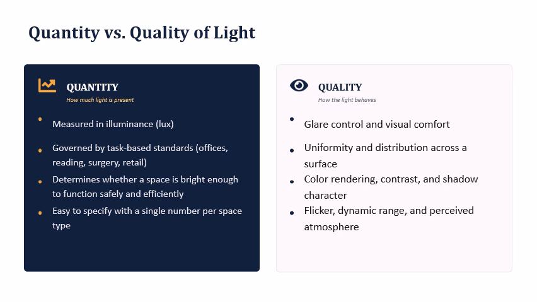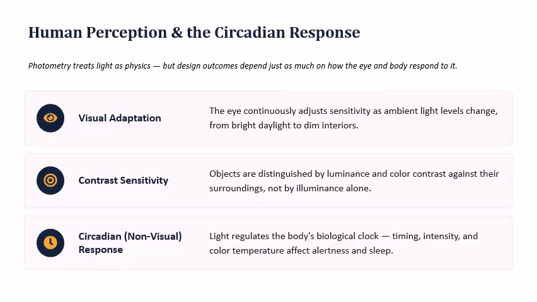In terms of quality, that is how the light behaves, there is glare control and visual comfort, uniformity and distribution across the surface, color rendering, contrast and shadow characteristics, flicker, dynamic range and perceived atmosphere.